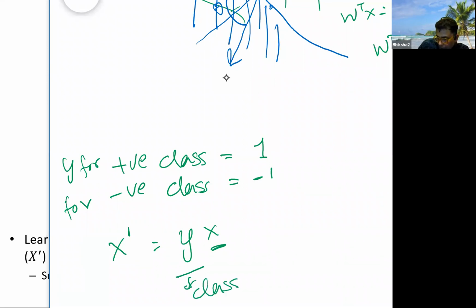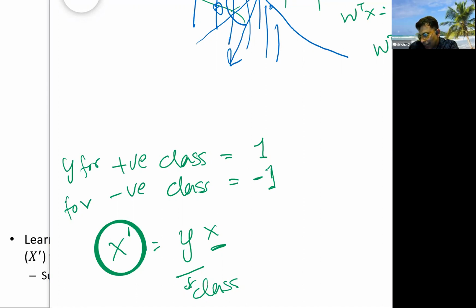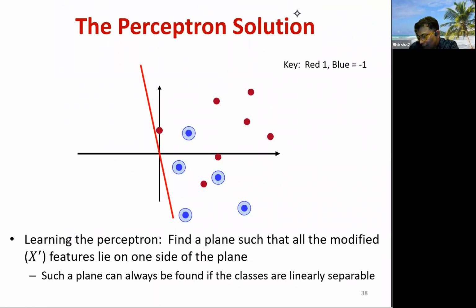So by using this +1 -1 class label, basically I can selectively perform the reflection for the negative instances by simply multiplying each input by the class label.